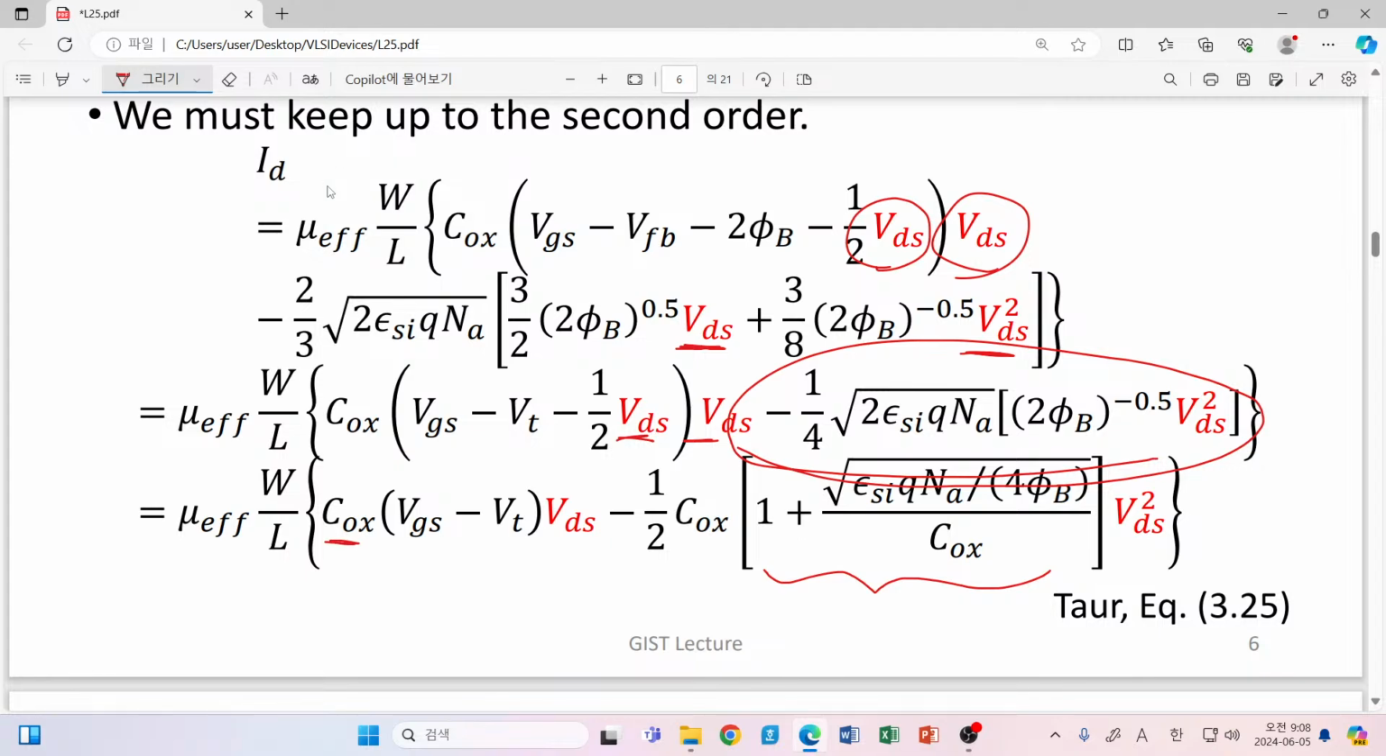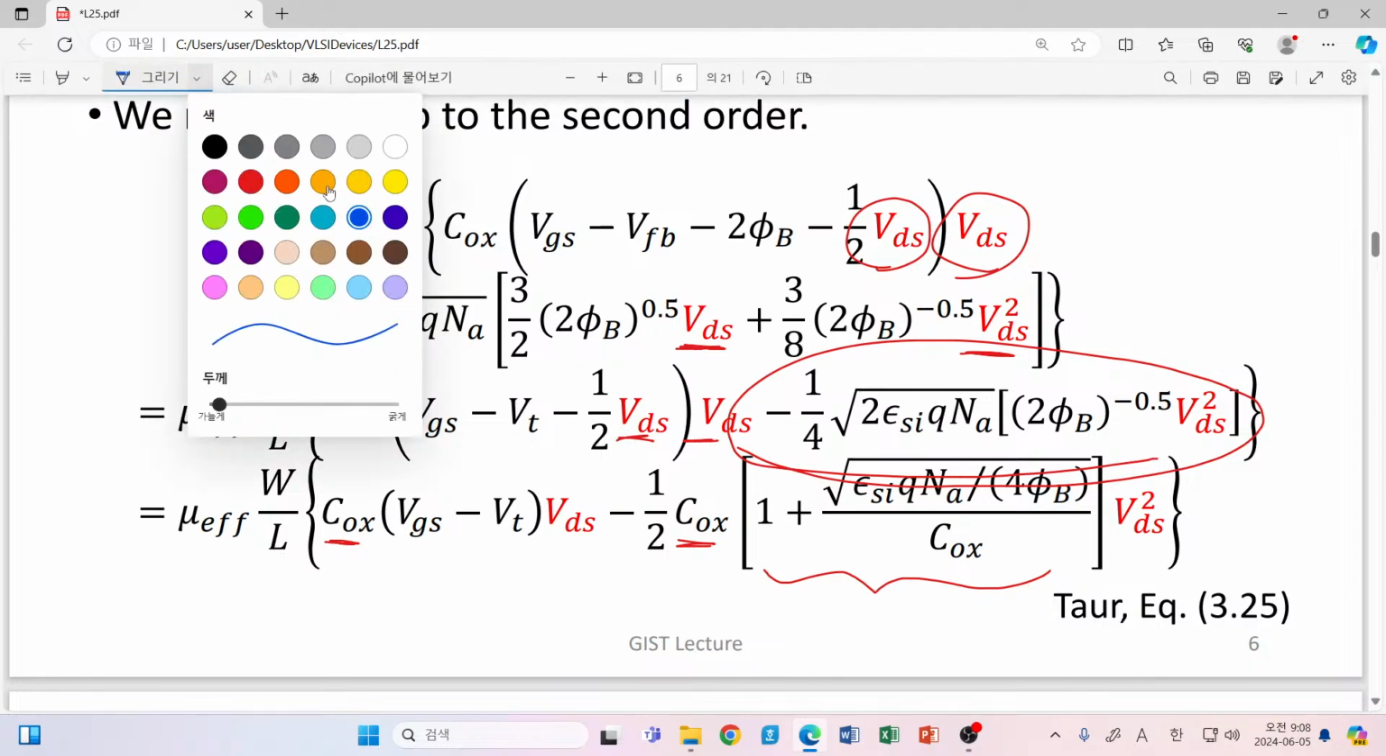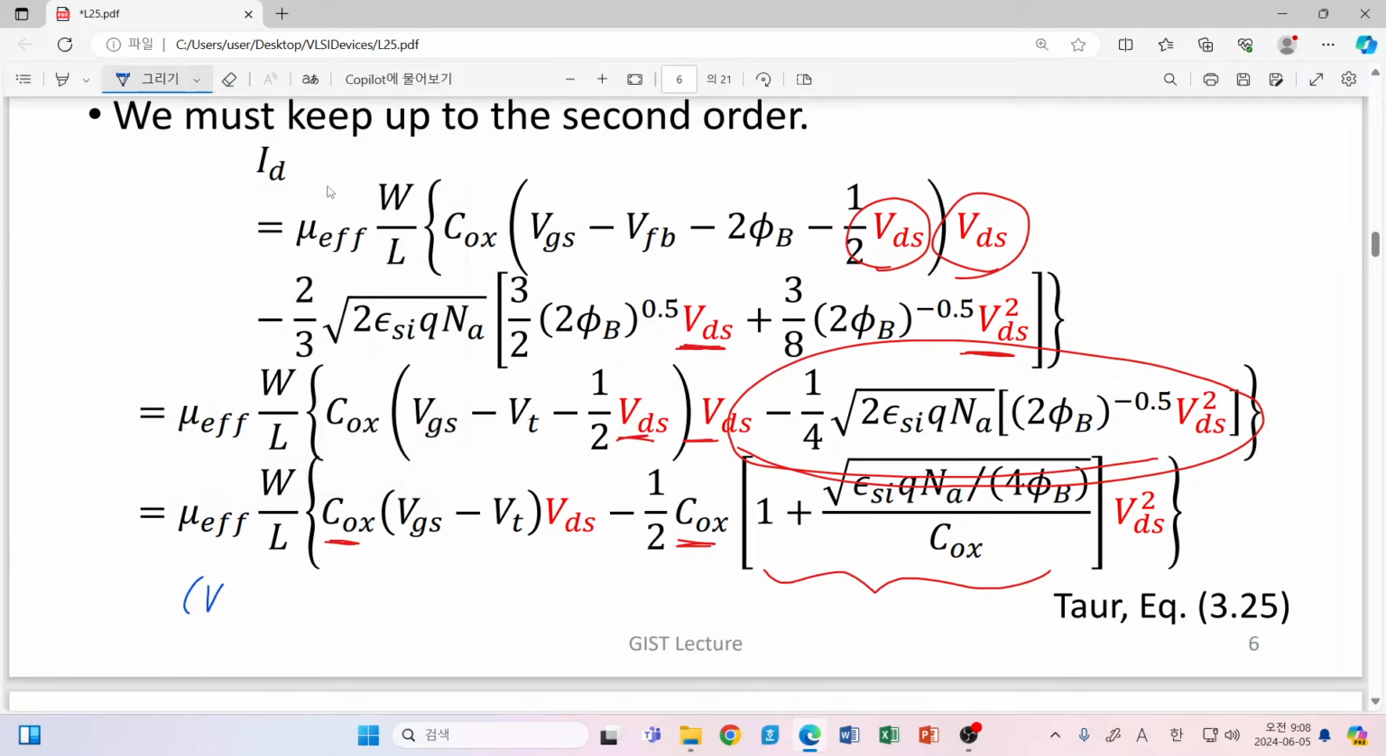So COX is common for our two terms, so we don't have to worry about COX. Then if we just consider the remaining terms, let me just write down once again VGS minus VT, the threshold voltage. I'm just writing down in this way, and VDS, yes, you know it. And the second term is corresponding to half of VDS square. Yes, we know it.